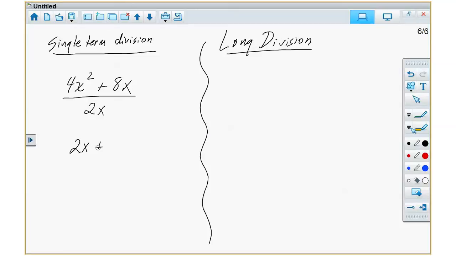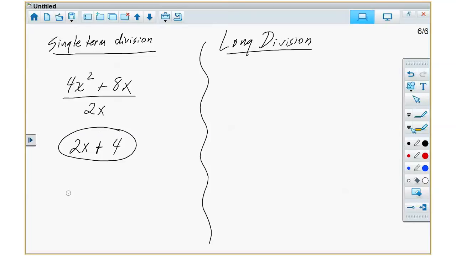2x, and 8x divided by 2x is... So all of you know how to do single term division. The reason I show it is because some students, when I start talking about long division, say, well, what were we doing back when we were doing math? And that's why I go ahead and show it, so you know the difference.